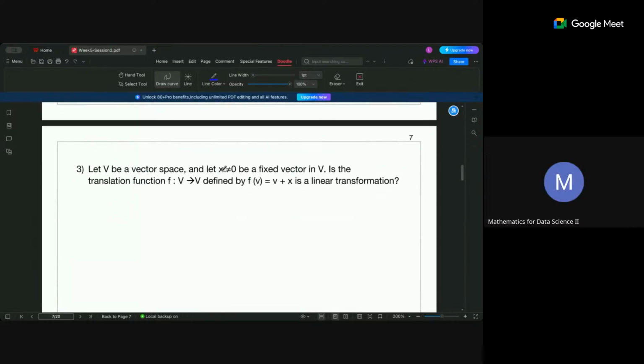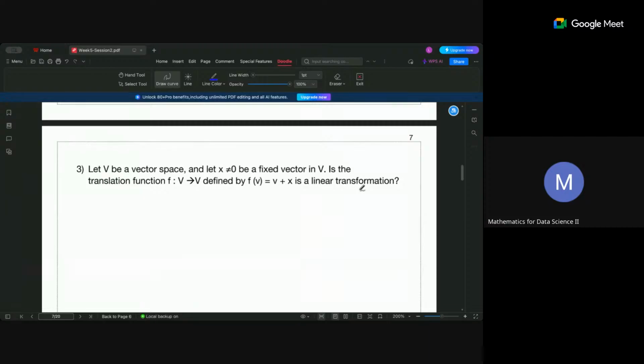Now let V be a vector space and let x not equal to 0 be a fixed vector in V. Is the translation function f from V to V defined by f of v equal to v plus x a linear transformation? So I want you to think about this. No one please answer now. Let me complete the question and then you answer.